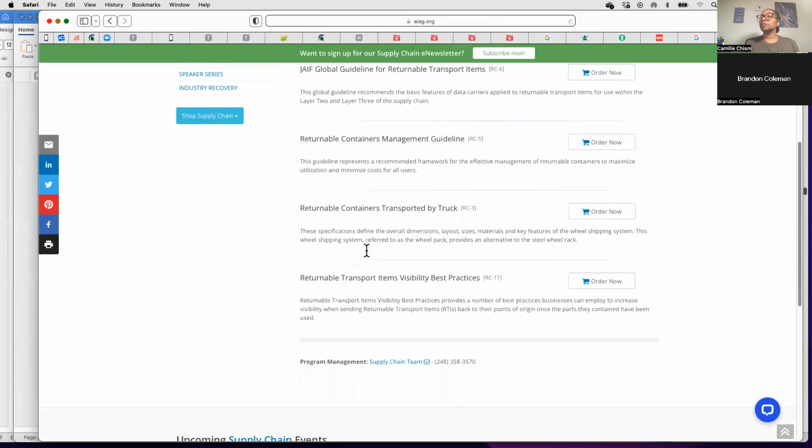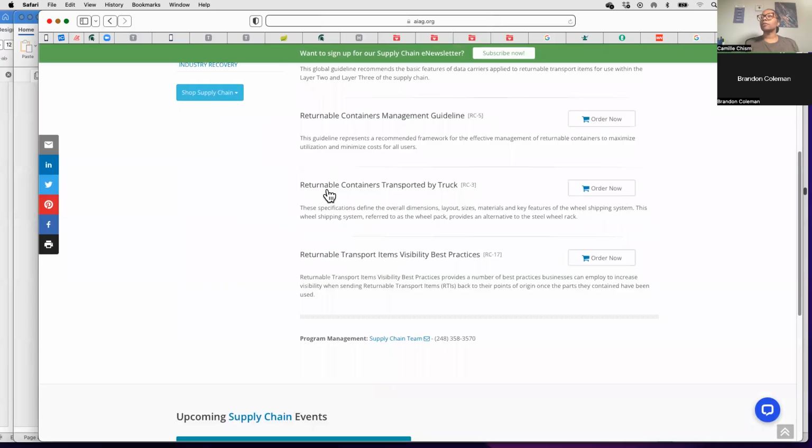Okay, so here, returnable containers transported by truck. The specs define the overall dimensions, layout, sizes, and materials. So that's where we talk about all these standards that you see. Even though this is 1/10 of the size of what they're using, they all nest and fit on each other because they all have the same footprint. That is because they know it will maximize the size of a trailer. And you can buy totes or bins from multiple suppliers and they will be the same size.